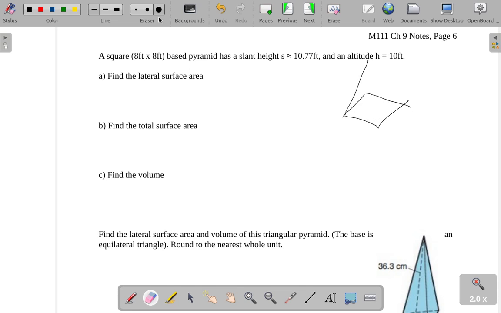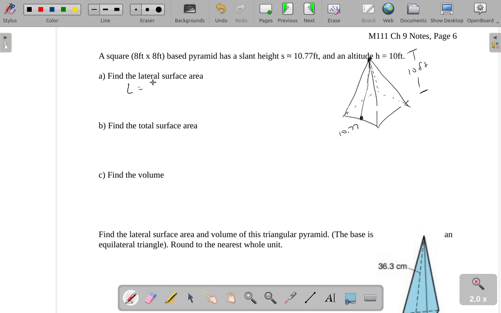I should probably make these dashed because they're kind of hidden. So that's what my pyramid looks like. The height right here, in total, this is 10 feet high. And the slant height, this distance right here, from the apex along the face down to here, is 10.77 feet. Okay, so first off, I want to find the lateral surface area.